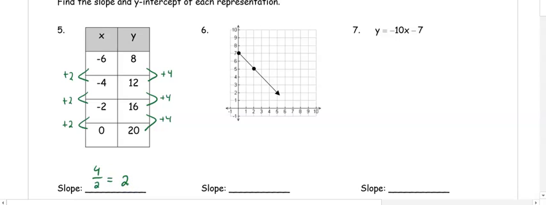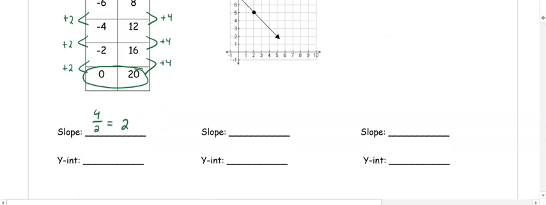The y-intercept is not the starting number in the table. The y-intercept is where 0 is for x. So we have 0 for x down here, which means our y-intercept would be (0, 20).